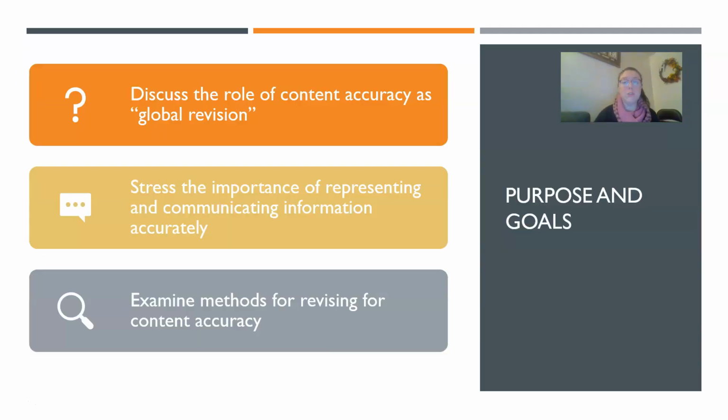The purpose and goals for today's lecture are as follows. We'll discuss the role of content accuracy as global revision. We'll stress the importance of representing and communicating information accurately, and we'll examine methods for revising for content accuracy.